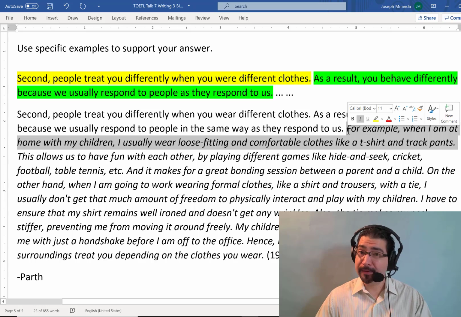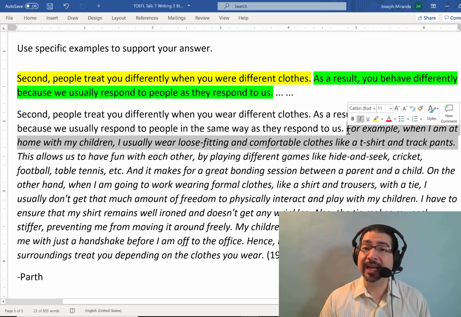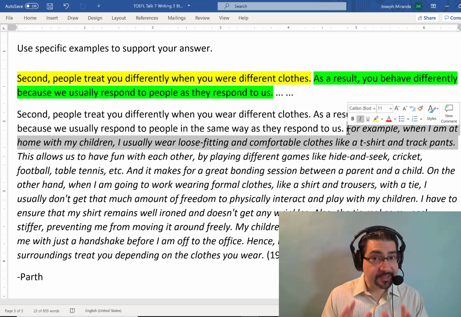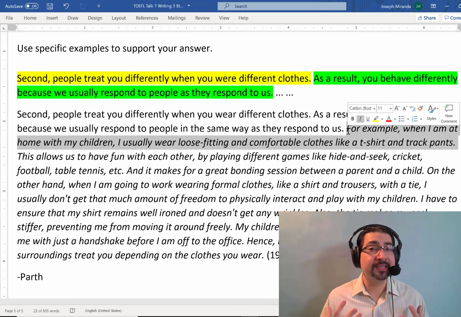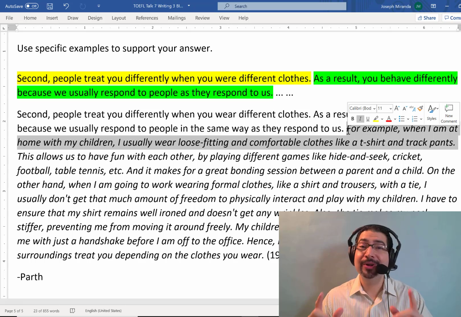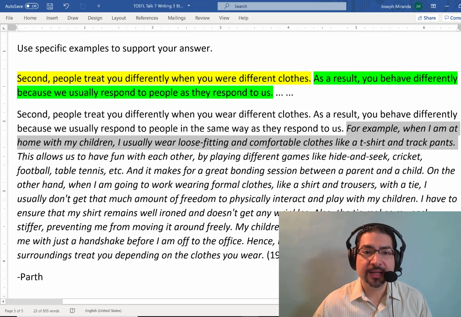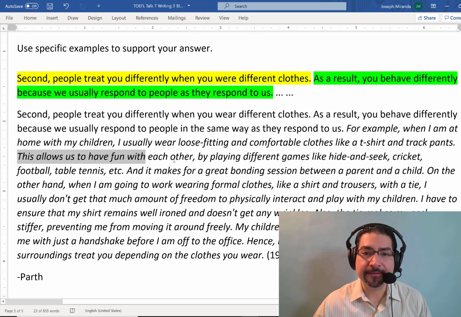Now, this is perfect. What is our chain of logic? Number one, I wear something. And then what is this paragraph about? Do I behave? What's the next idea? I behave differently? No, you treat me differently, right? Somebody treats me differently. So this allows us to have fun with each other.